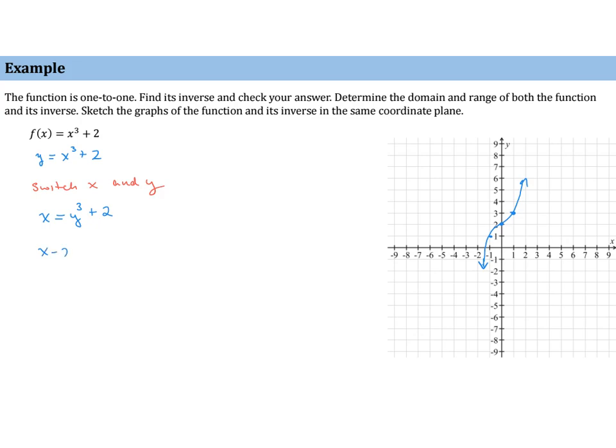We're solving for y, so we'll subtract 2 from both sides. Now we'll take the cube root of both sides. So y equals the cube root of x minus 2. So f inverse is the cube root of x minus 2, which we know the graph of that is the cube root function shifted to the right 2 units.